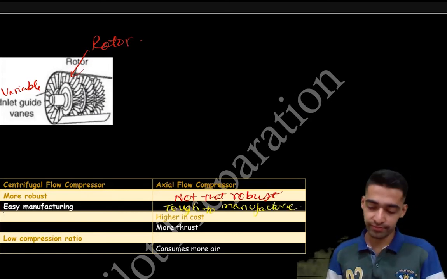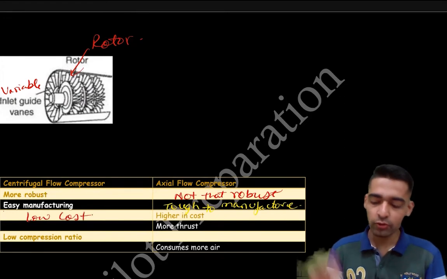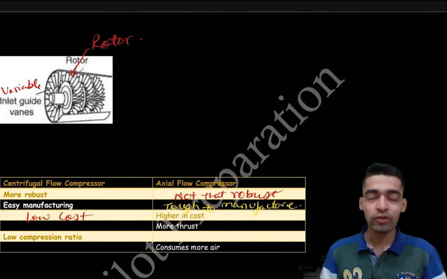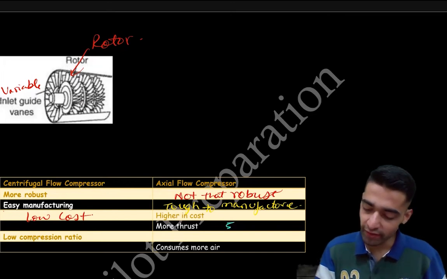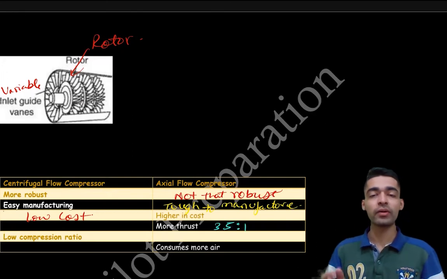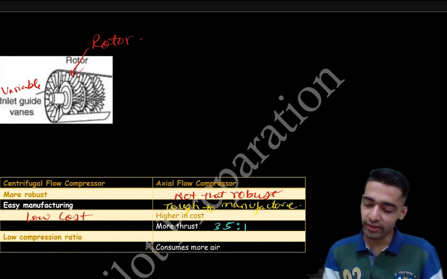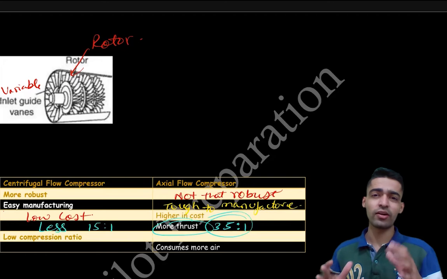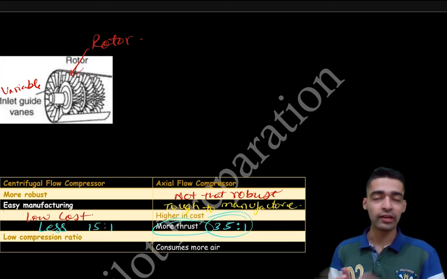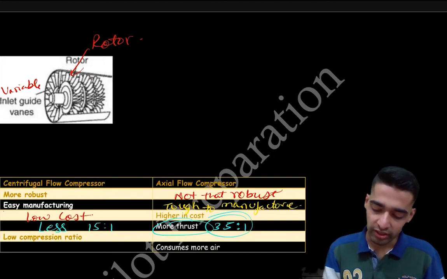Now the third is the cost. The cost of the centrifugal compressor is low compared to the axial flow compressor. Then comes the thrust. As we know, axial flow compressor can generate a lot of pressure, that is 35 to 1. That means 1 Pascal of air could be converted to 35 Pascal. This high pressure will provide us with high thrust. Whereas the centrifugal compressor converts 15 to 1, that means 1 Pascal of air into 15 Pascal, so it is less thrust producing, whereas axial flow compressor is more thrust producing, right?